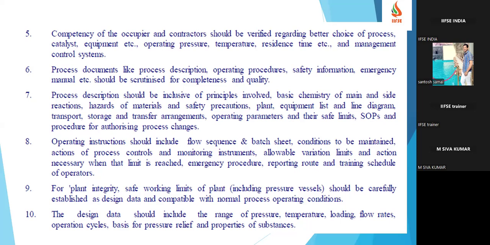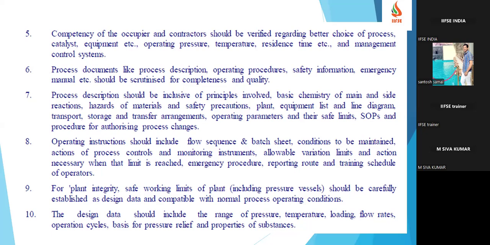Then monitoring instruments. So what kind of monitoring instruments are there? Then allowable variation limits, plus or minus. If the reaction is supposed to happen at 60 degrees centigrade, if it is plus or minus 1-2 degrees, it is allowable variation limits. They should be known, and also the training should be given to the operators.